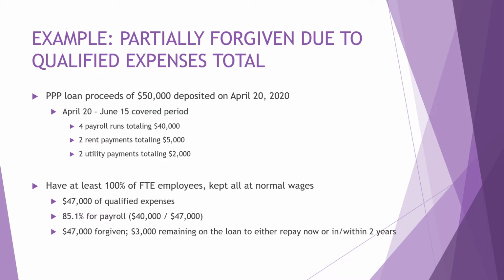We look at our payroll and see that 85.1% was for payroll, our $40,000 divided by the $47,000 of qualified expenses. That's greater than the 75% that we have to have, so no reduction needed. Therefore, $47,000 can be forgiven. That's our total qualified expenses. They were all applicable here. And then the $3,000 that's remaining, again, we can either go ahead and repay or wait and pay within the 2-year loan period, or at the end of the 2-year loan period.